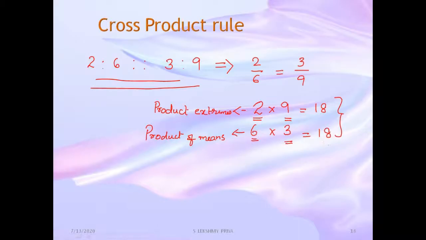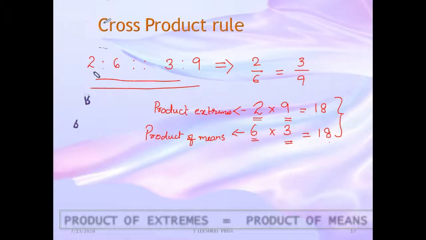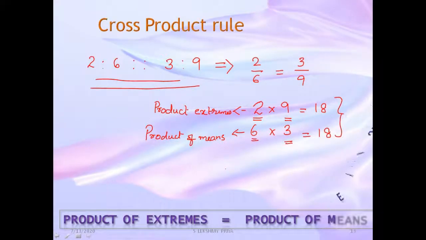So we can conclude that if the product of extremes is equal to product of means, we can say that the two ratios are in proportion, or this is known as the cross product rule. So if we find the product of extremes is not equal to product of means, then the ratios are not in proportion.